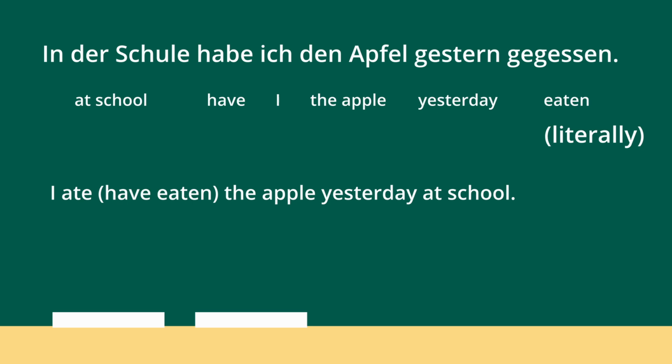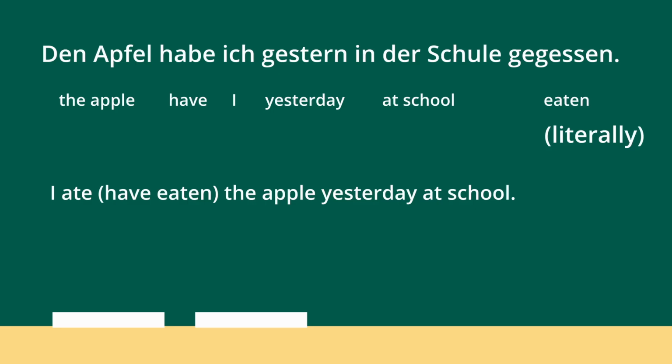Or you want to put the emphasis on the location. In der Schule habe ich den Apfel gestern gegessen. Or again, the object. Den Apfel habe ich gestern in der Schule gegessen. Everything works, and everything still means the same thing. It's just the position can be changed as long as you don't move the verbs.